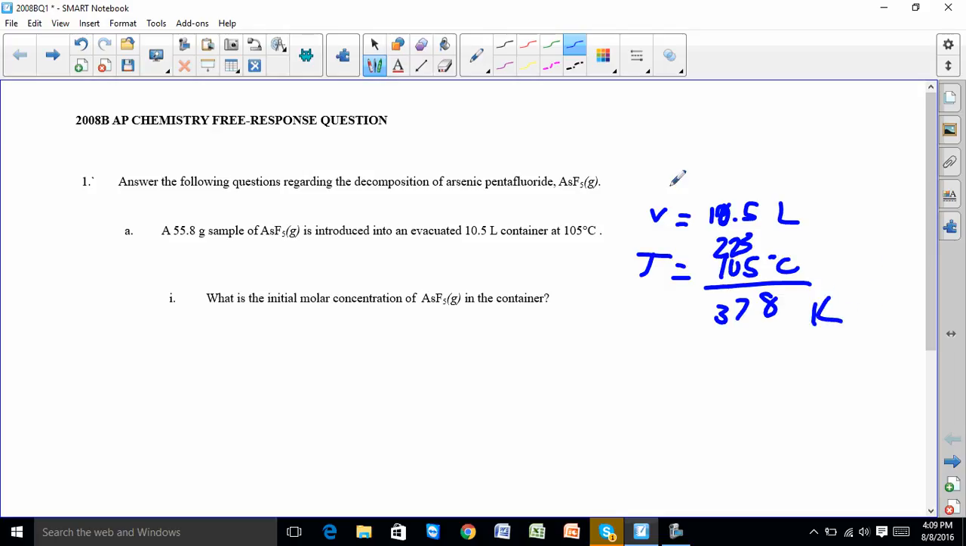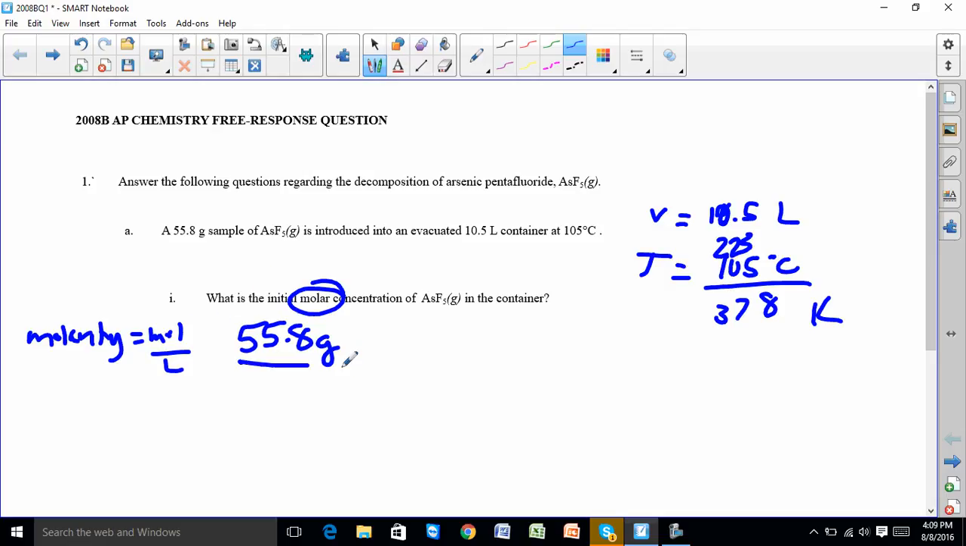What is the initial molar concentration of the AsF5 in the container? So here's the deal. We have 55.8 grams. Now remember, they want molarity. Molarity is moles per liter. Grams is most closely related to moles because of molar mass. And then this is 10.5 liters. And if I stop this problem right now, we would be in grams per liter.